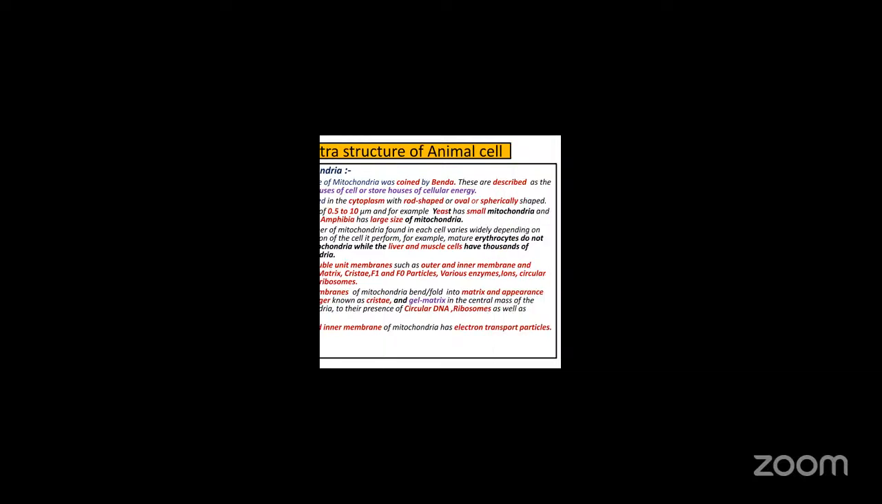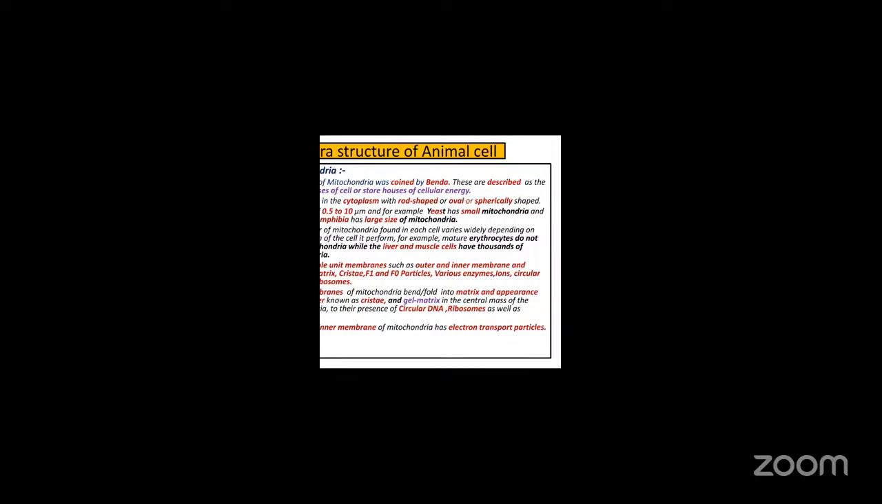Now, the inner membrane of the mitochondria folds or bends into the matrix and gives an appearance of finger-like projections. These finger-like projections are called cristae. And the gel matrix is the central mass of the mitochondria. Mitochondria have circular DNA. So this matrix consists of circular DNA, ribosomes, as well as various enzymes.